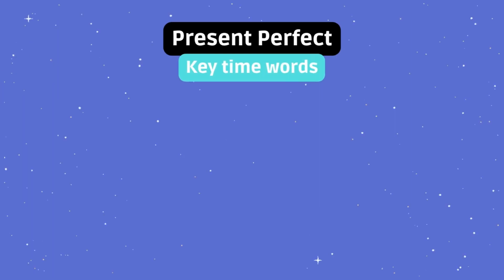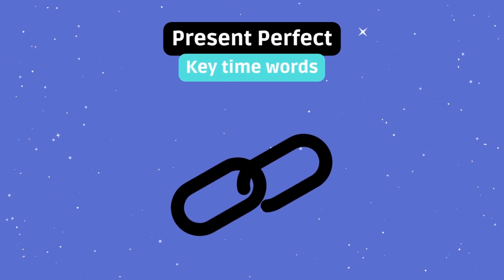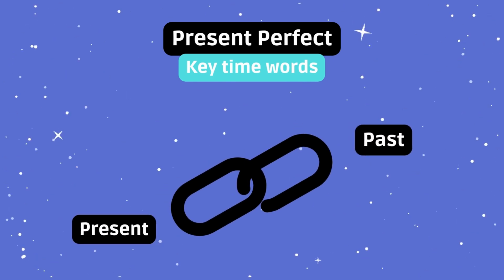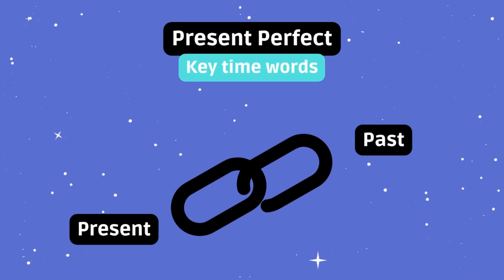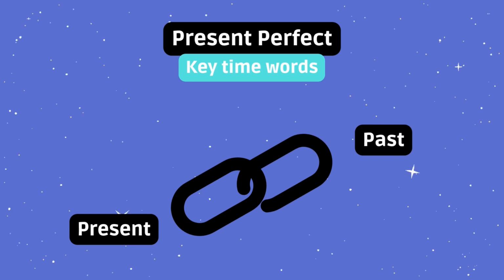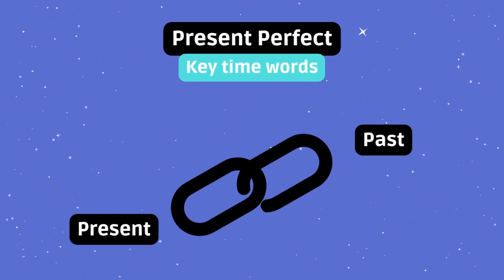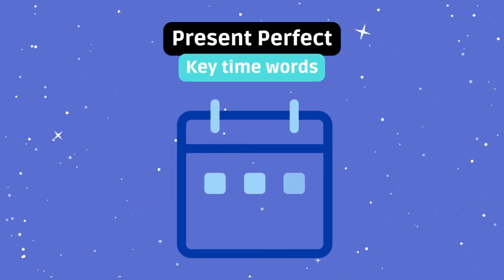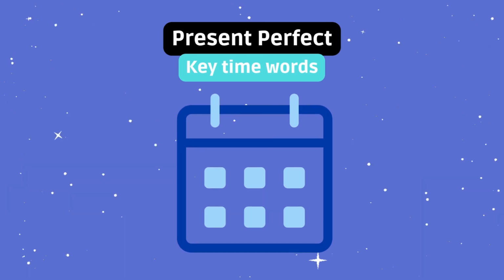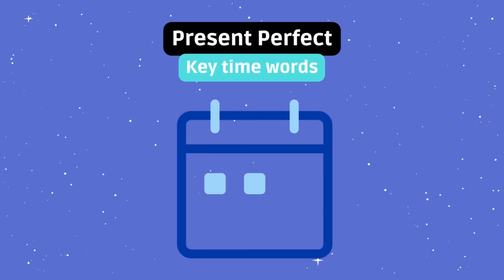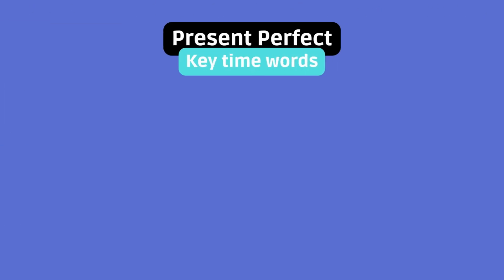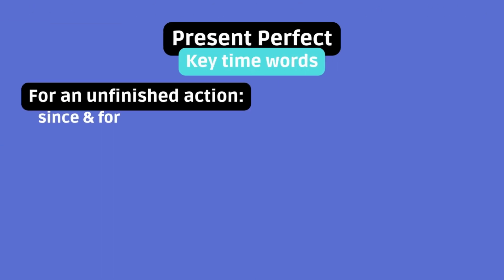Key time words. Since the present perfect covers actions linked to the past and the present, some time words are often used to help define the time span of the action. It helps to provide context about when an action happened or how long it lasted. The following list includes the most common ones. For an unfinished action, since and for.